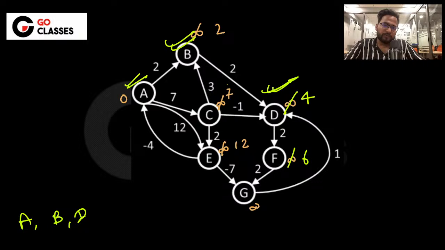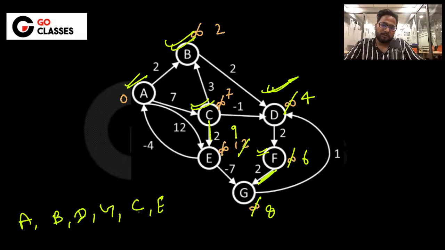So now out of 7, 12, and 6, I think 6 is minimum. So this is 8. Out of 8, 12, and 7, I think 7 is minimum. So after G, and then C will be picked, right? And then 7 plus 2 is 9. So this is 9, and then E will be picked. So A, B, C, D, E.